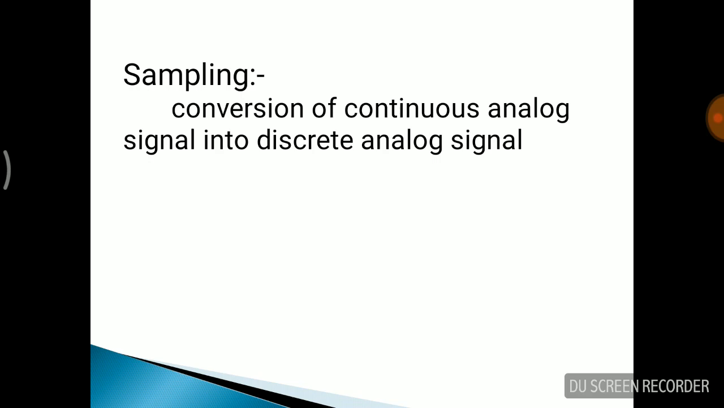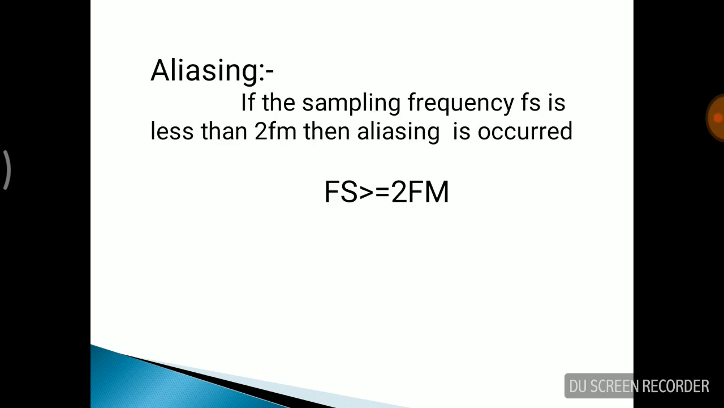Sampling. Conversion of continuous analog signal into discrete analog signal is called sampling. What is aliasing? If the sampling frequency Fs is less than 2 Fm, then aliasing occurs. It is given by the formula Fs greater than or equal to 2 Fm.